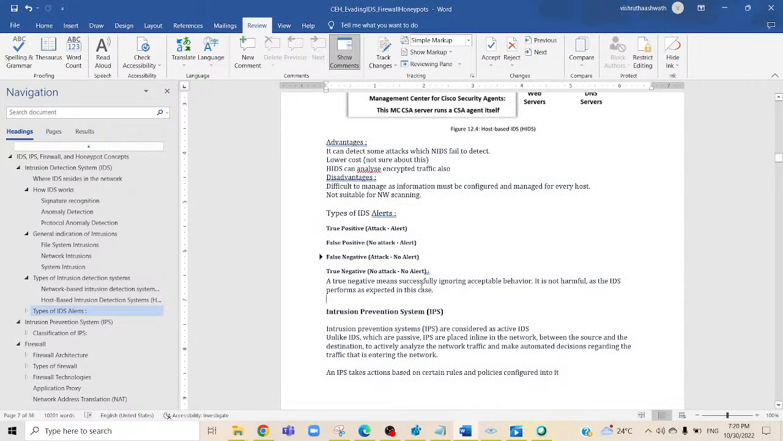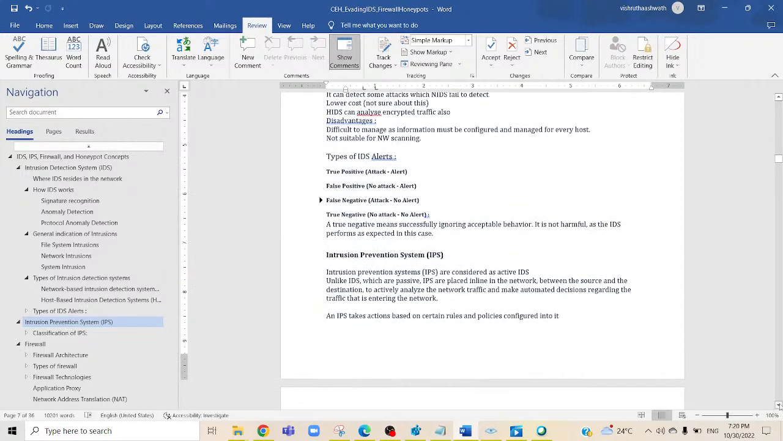One of the important points about a true negative is that it indicates the IDS is successfully ignoring acceptable behavior. It is not harmful, as the IDS performs as expected in this case. So the IDS is successfully ignoring the acceptable behavior. This is also a good point in IDS. After IDS, let's see what IPS is in the next video.